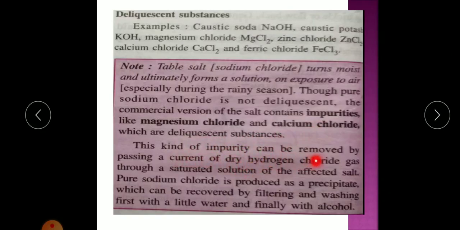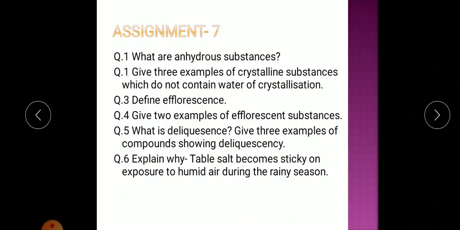This kind of impurity can be removed by passing a current of dry hydrogen chloride gas through a saturated solution of the affected salt. Pure sodium chloride is produced as a precipitate, which can be recovered by filtering and washing, first with a little water and finally with alcohol. So this is how a deliquescent substance can be dried.